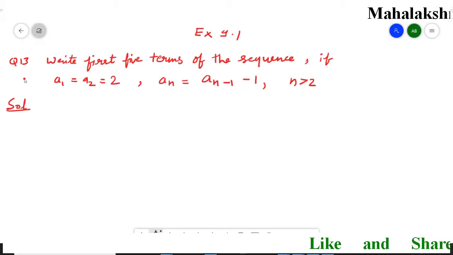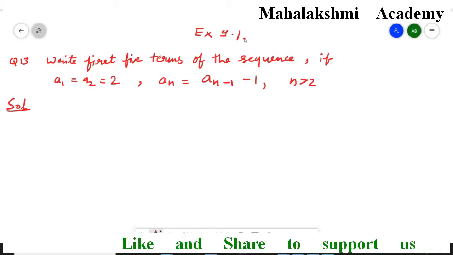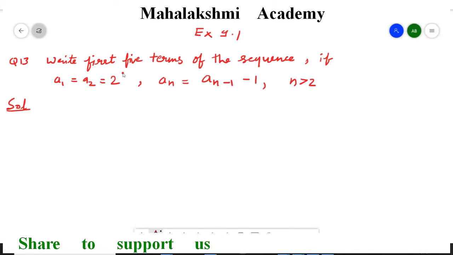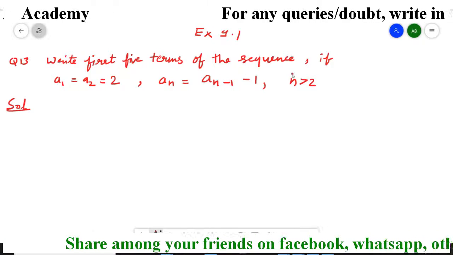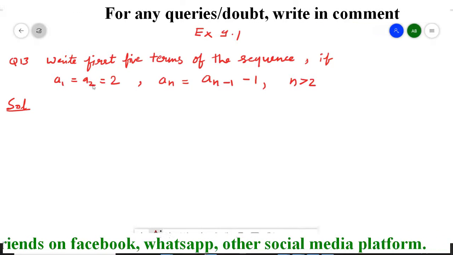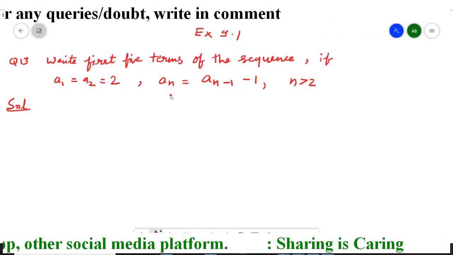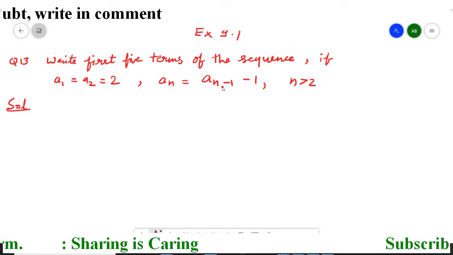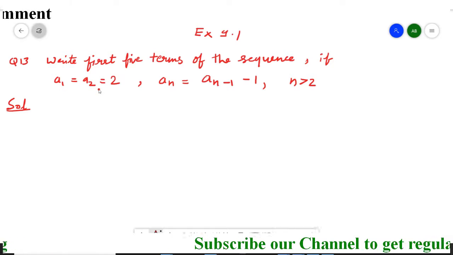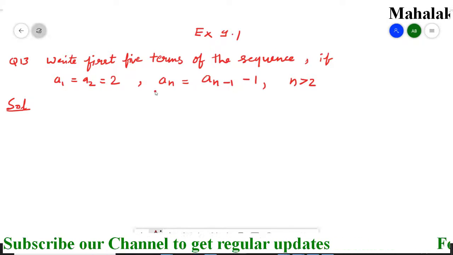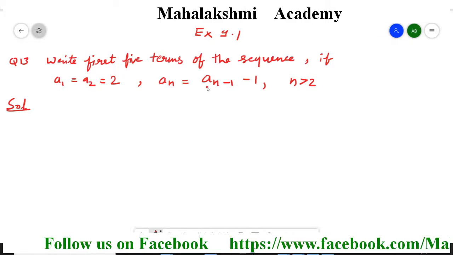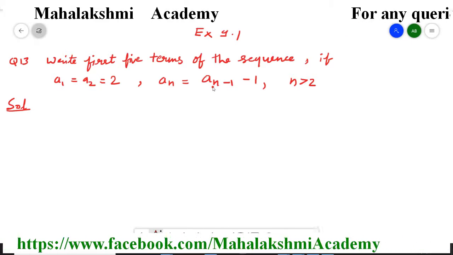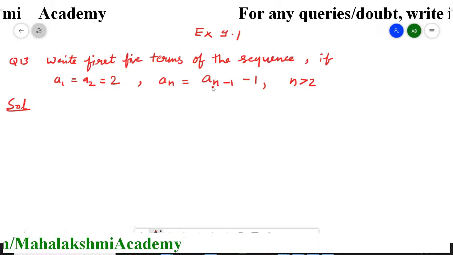Hello everyone, I am going to explain question number 13 from exercise 9.1, and this question belongs to 11th class maths. Write the first 5 terms of the sequence if a1 equal to a2 equal to 2 and whose nth term is given to us. So here, students, the first term and second term are already available to us and the remaining 3 terms we are going to calculate, and the nth term is already given to us.